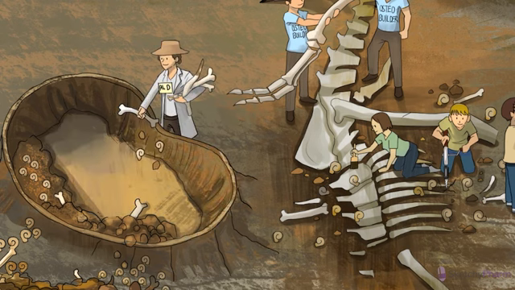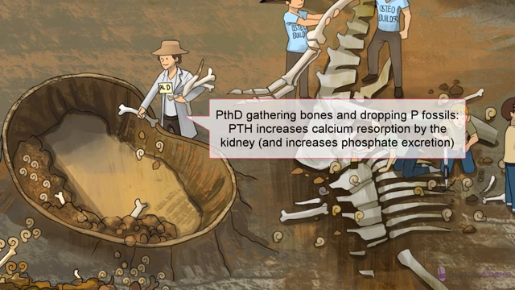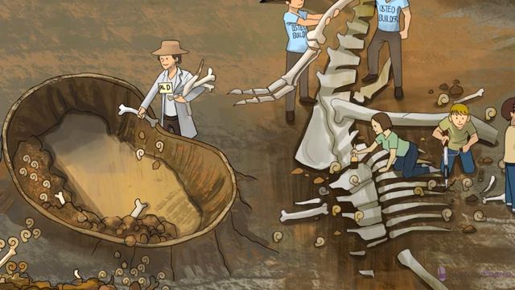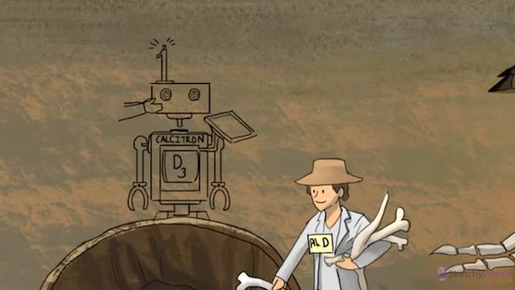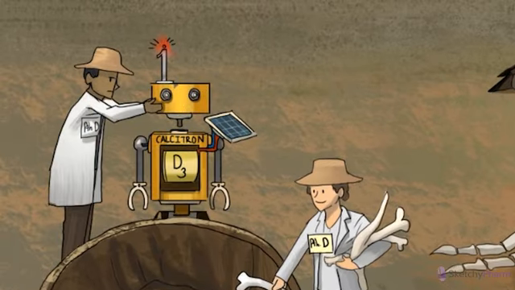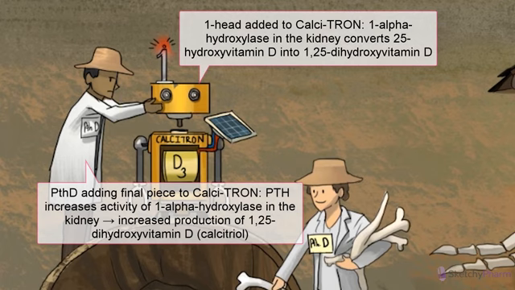This is represented by our PTHD at the kidney-shaped crater, where he gathers up the calcium fossils to study. This is at the expense of phosphate, by the way. PTH actually reduces phosphate reabsorption at the kidney. Notice how he picks out the calcified bones, but leaves the little phosphate shell fossils behind. So remember that the net effect of PTH is to increase calcium levels and decrease phosphate levels. The last way PTH increases serum calcium is by increasing the production of 1,25-dihydroxyvitamin D. This is all happening at the kidney.